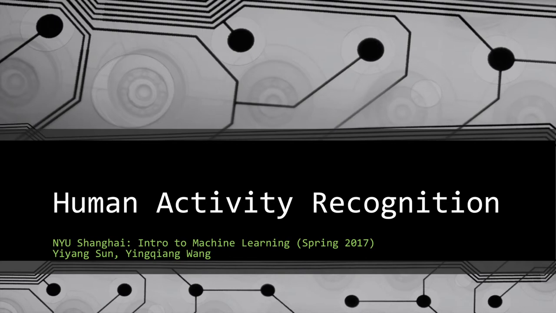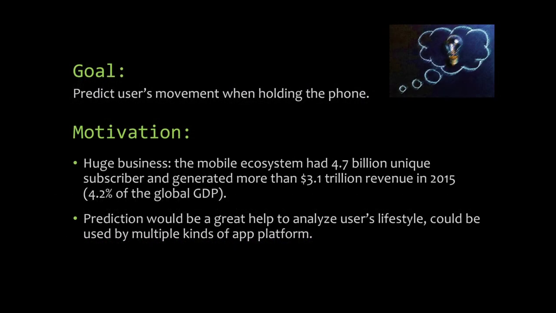And I'm Allan Sun. This is our machine learning final project, human activity recognition. So the goal of our project is to write a program that makes the computer learn from the data collected from several mobile phone users in order to make reliable predictions on the users' activities while holding their phones.